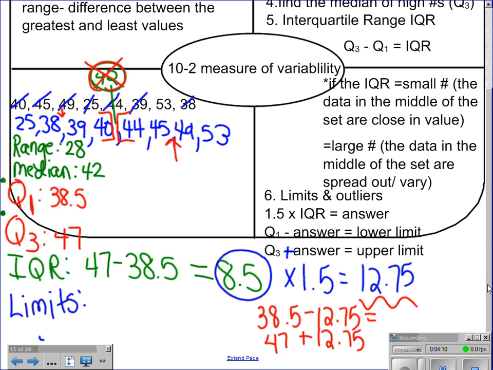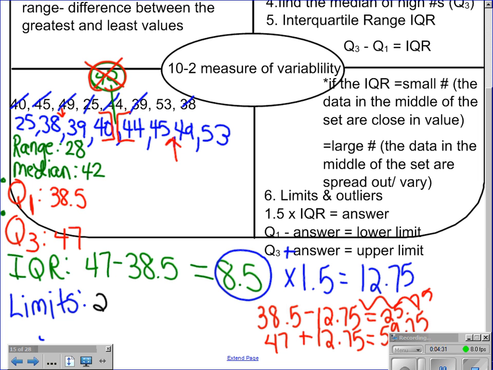Can anyone give me those two different numbers? Did anyone do that yet? Do you have it from your paper? Does anyone have it? 59.75. 25.75. This is what we call your limit.